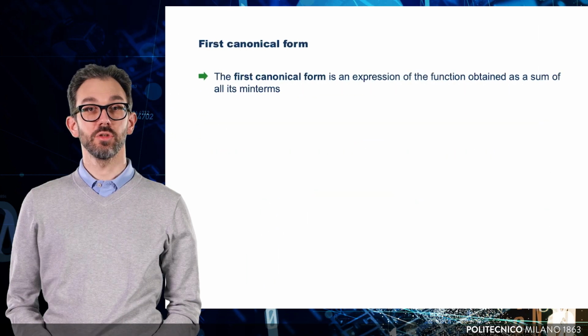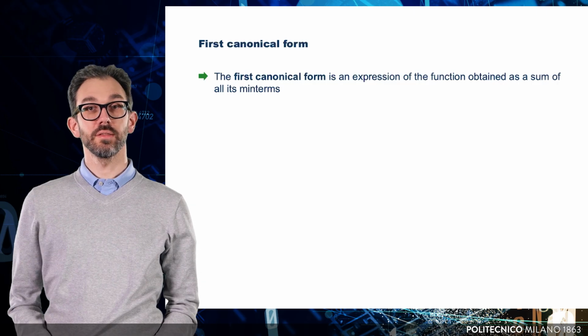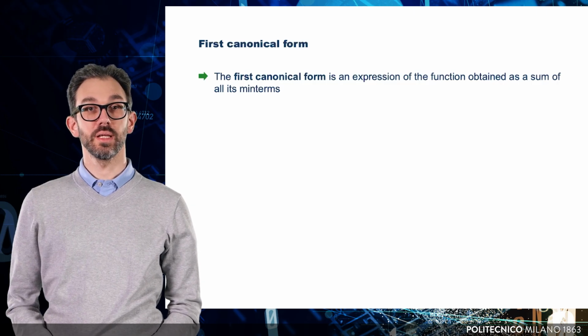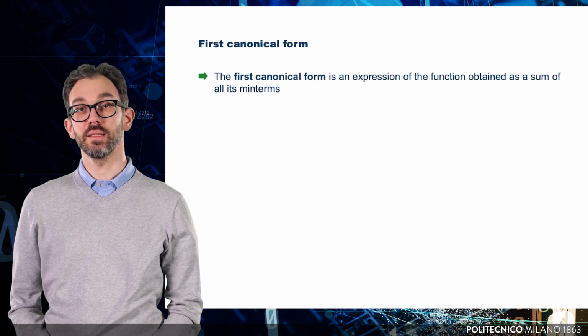Starting from these definitions, we can define the first canonical form as an expression that represents a given Boolean function, obtained as the sum of its minterms. Let us clarify this concept with an example.